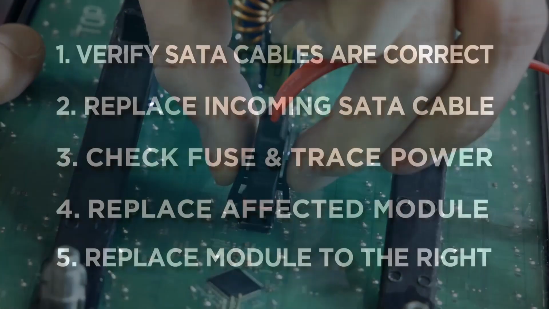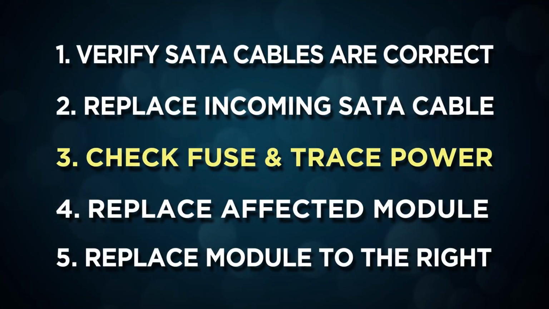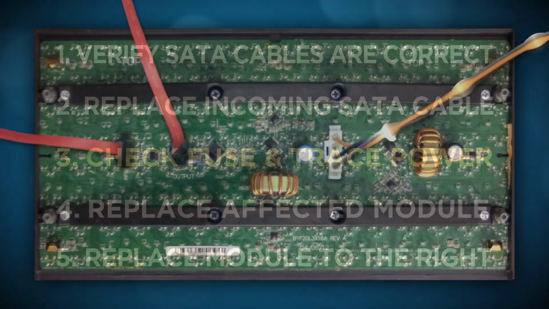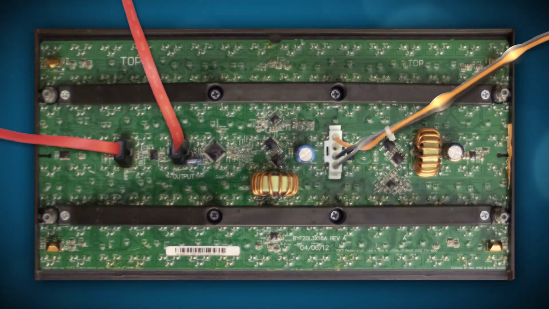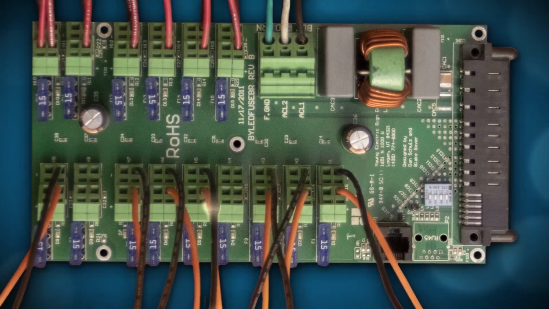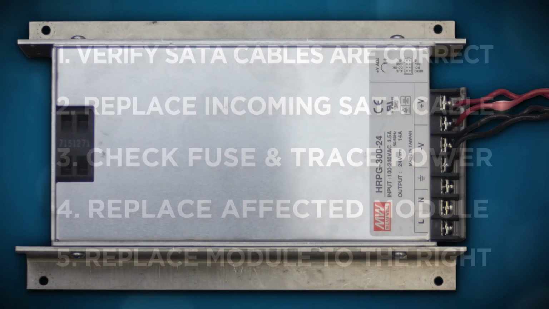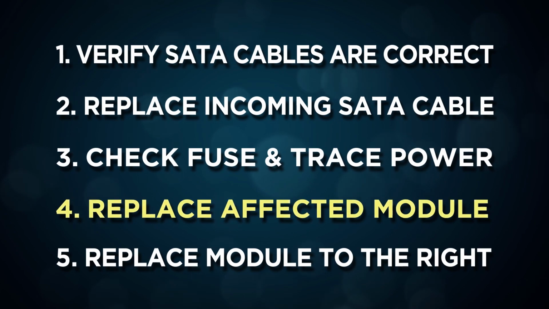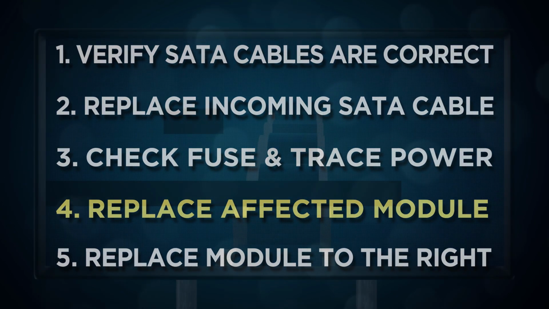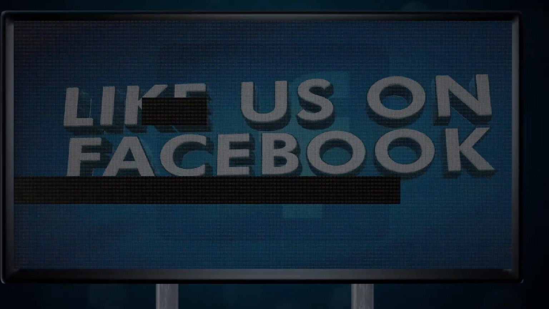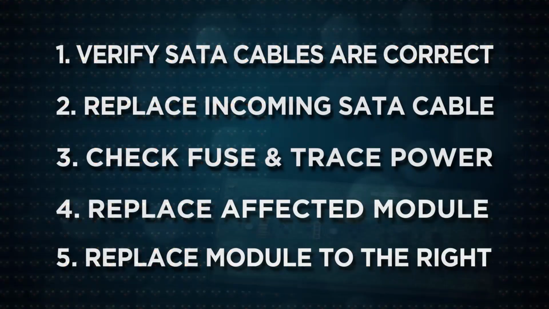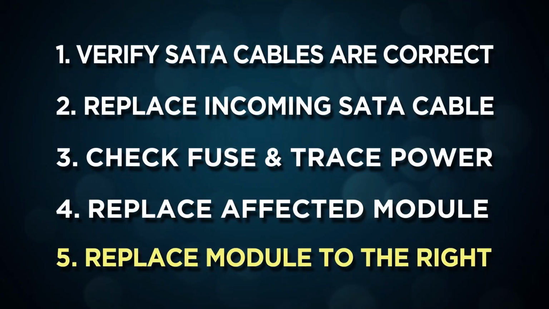Now you will need to check the fuse to ensure that it is functional and trace the power from the module all the way back to the power supply to ensure that the module is wired correctly. If the problem still persists, then we will need to proceed to the next step of replacing the affected module. And lastly, replace the module to the right of the affected module.